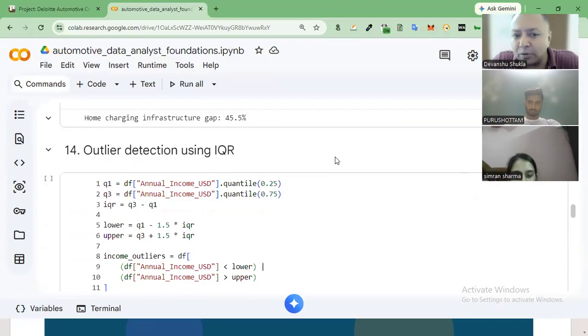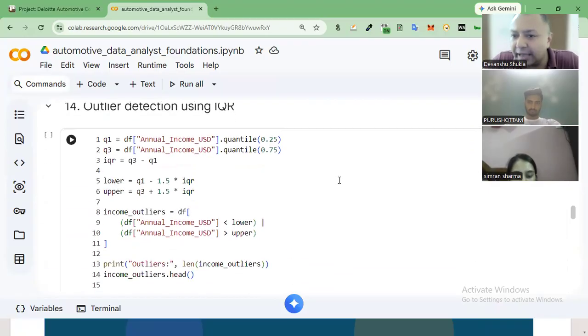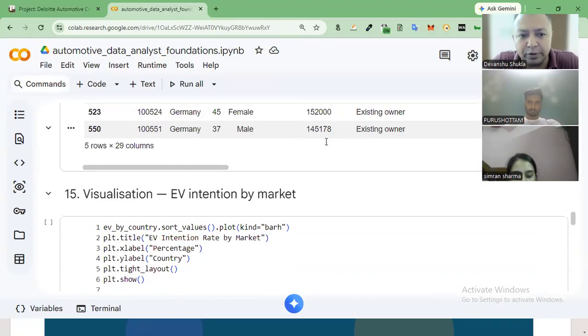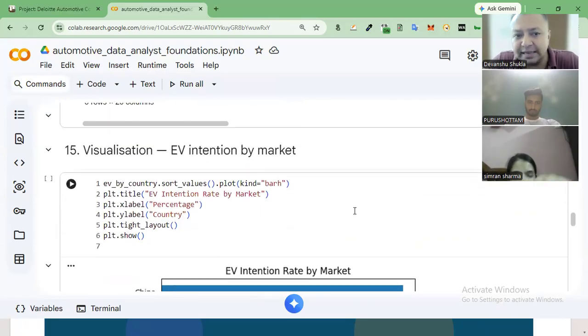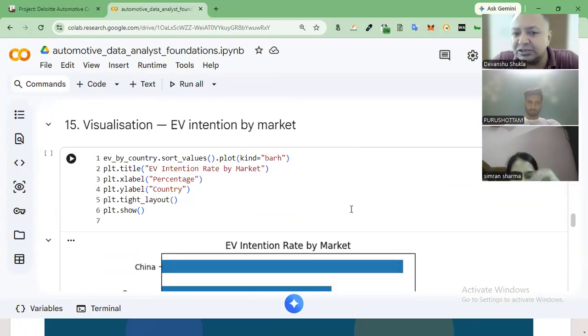Similarly, we will perform outlier detection using techniques like IQR. That is what we are going to implement. Followed by that, we'll be performing visualizations. So let's say here is one visualization with EV intention by market.